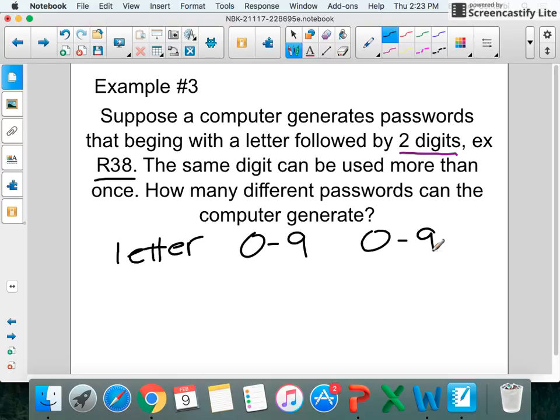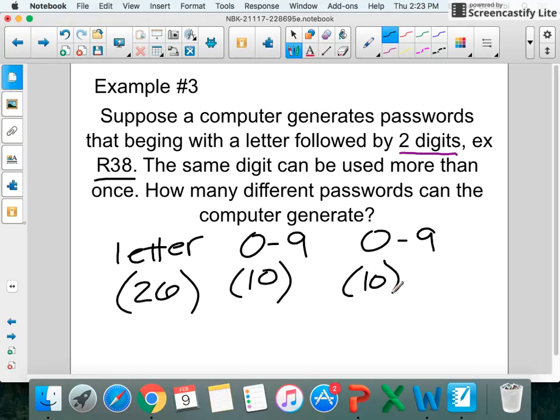For letters, there are 26 letters in the alphabet, so I'm going to put 26. If we count 0 to 9, 0, 1, 2, 3, 4, 5, 6, 7, 8, 9, that's 10 different numbers for the first number in our password. And then we have another 10 numbers to choose from for our second number in our password. And then again, you multiply them all together.